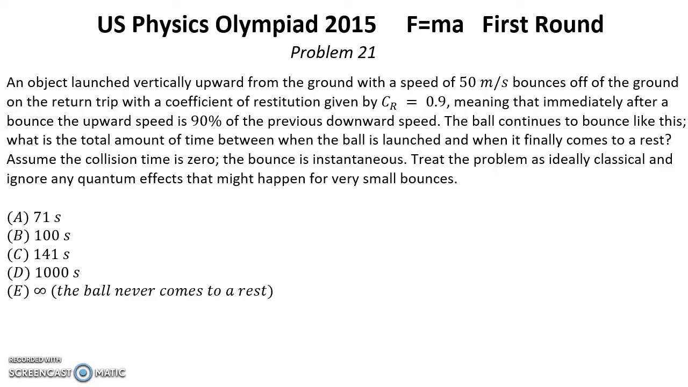Problem number 21. An object launched vertically upward from the ground with a speed 50 meters per second bounces off of the ground on the return trip with the coefficient of restitution given by CR equal 0.9, meaning that immediately after a bounce the upward speed is 90% of the previous downward speed. The ball continues to bounce like this.